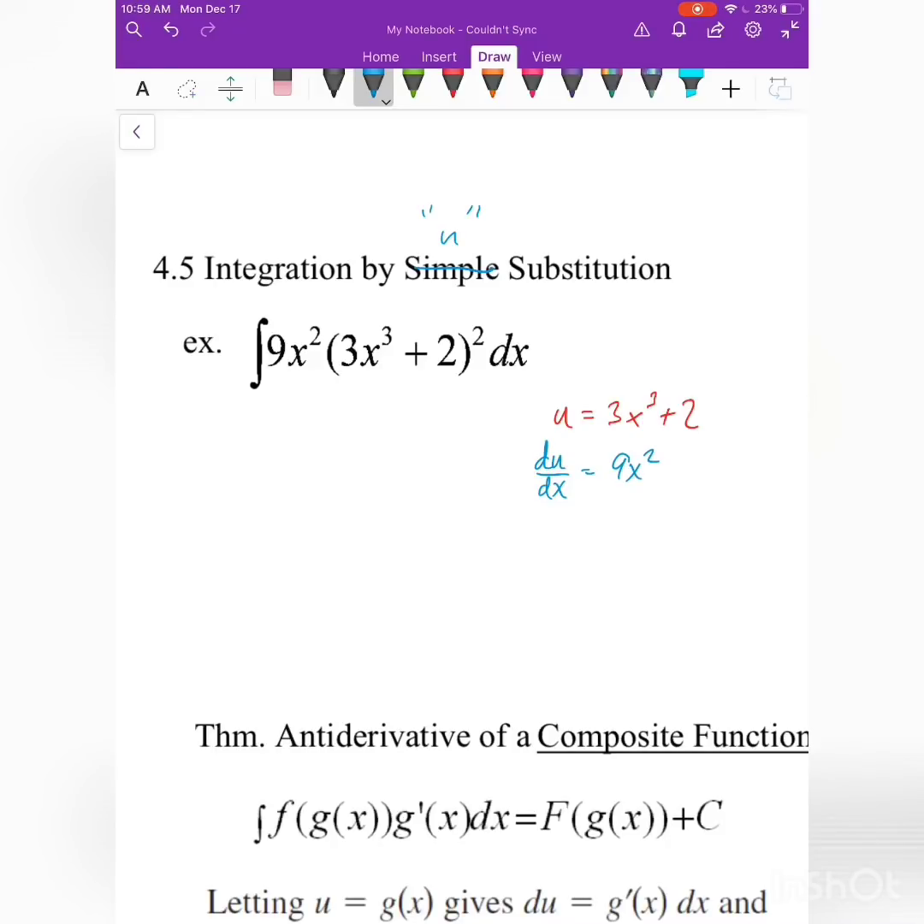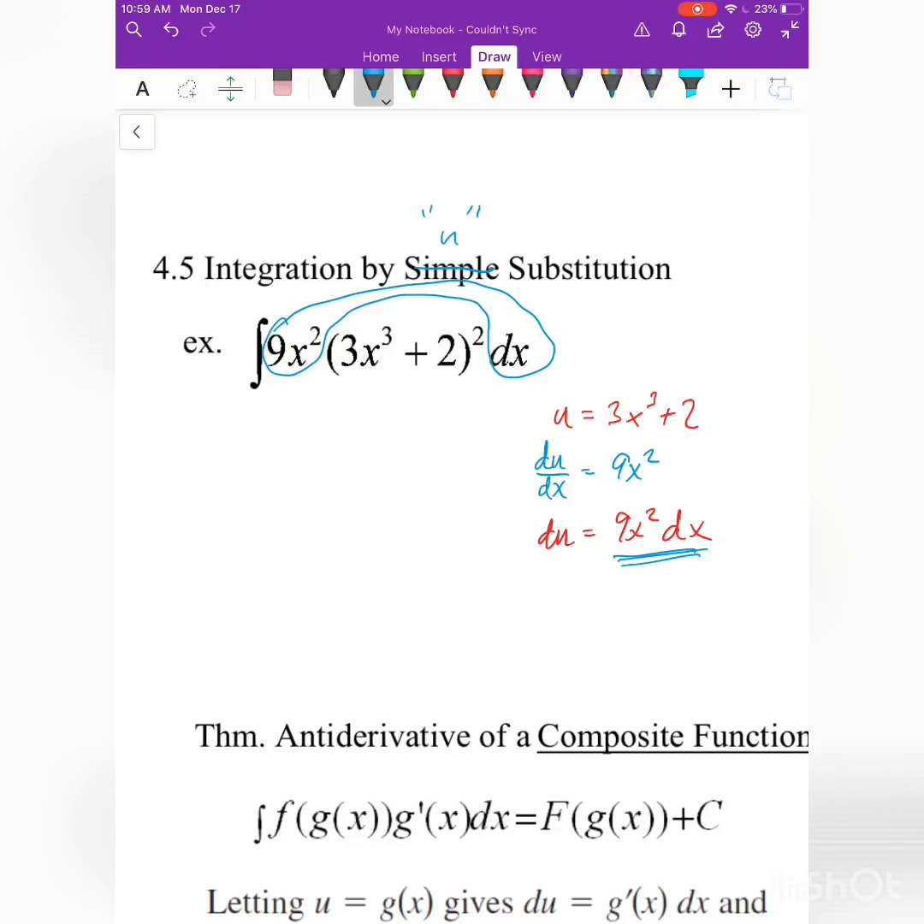So this next part you might not understand right away, but what we do is you keep your u's on one side and your x's on the other. So du equals 9x squared. I'm going to multiply my dx over, so it's over here. And there's a reason for all this. So the 9x squared dx is right here in our problem.